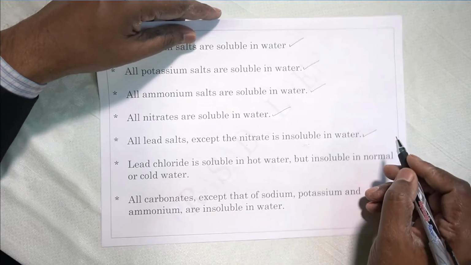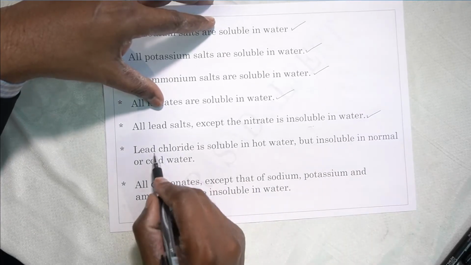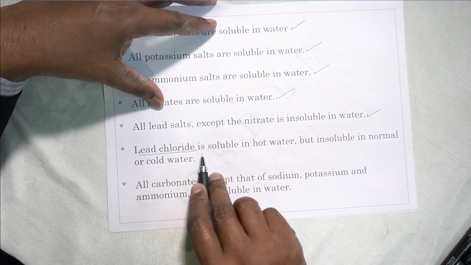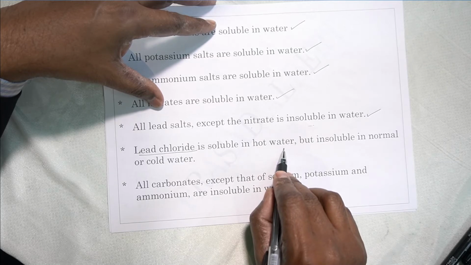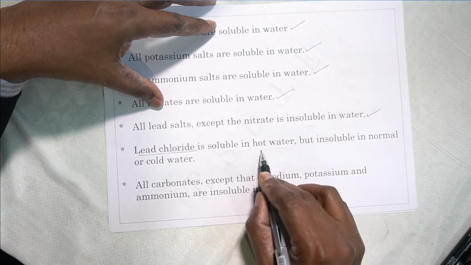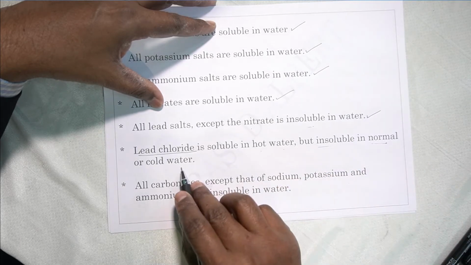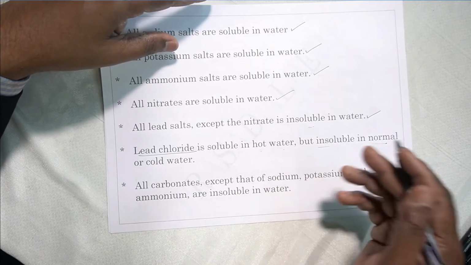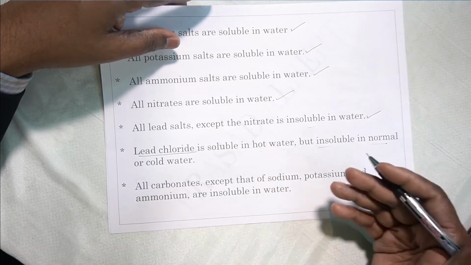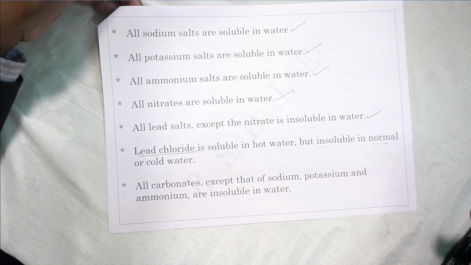The rest are insoluble. Now, one speciality about lead chloride, this can be asked as a question. Lead chloride is soluble in hot water. If you heat the water to a high temperature, it will dissolve, but on cooling, it again becomes insoluble. It is insoluble in normal or cold water. So it can be a question: a salt soluble in hot water but insoluble in cold water, what is it? The answer is lead chloride.